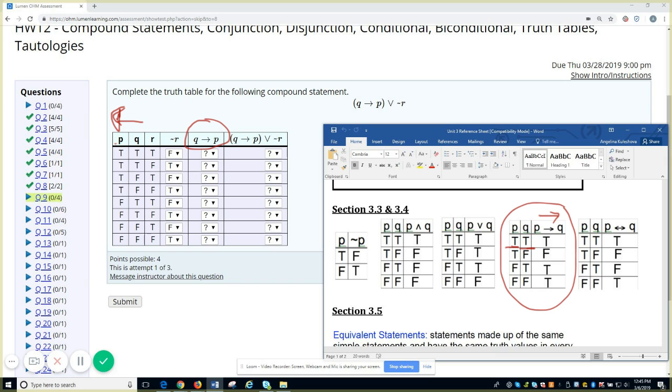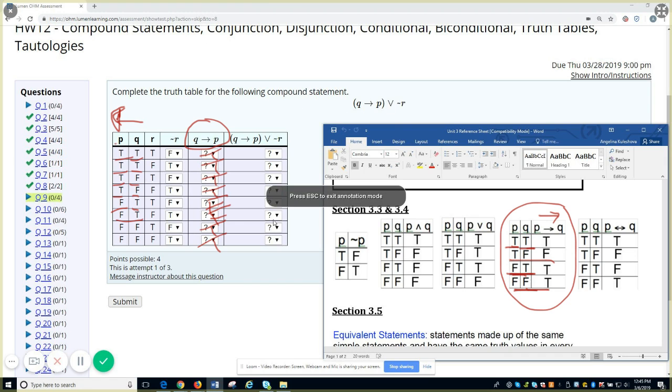So if true, then true, that's going to be true. If true, then true, it's going to be true. If false, then true. So this row right here is true. If false, then true. Same one is true. Now true to false is false. And the two falses make a true when it comes to the conditional.